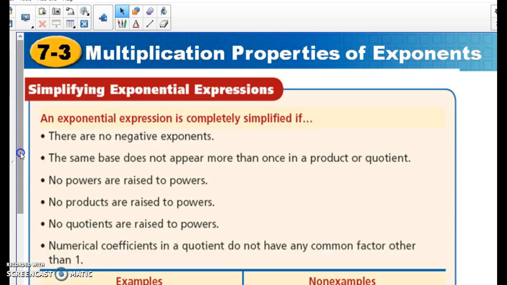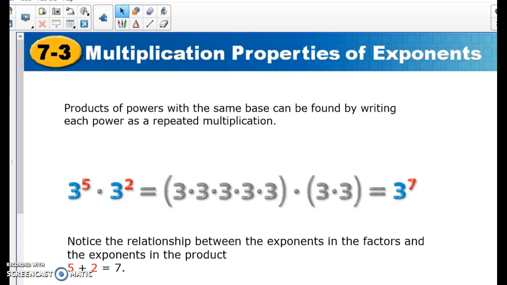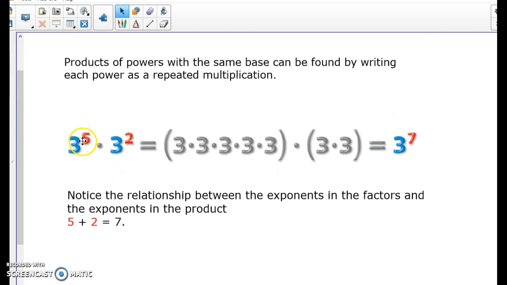Okay, so our basic rule for today is we're going to be multiplying numbers and adding exponents to try to simplify and or solve problems. So if I have something like 3 to the 5th times 3 to the 2nd, I really have 5 3s here and 2 3s here, which is going to give me 7 3s. So instead of saying 3 to the 5th times 3 to the 2nd, I can just say 3 to the 7th. Notice how this is a multiplication problem.